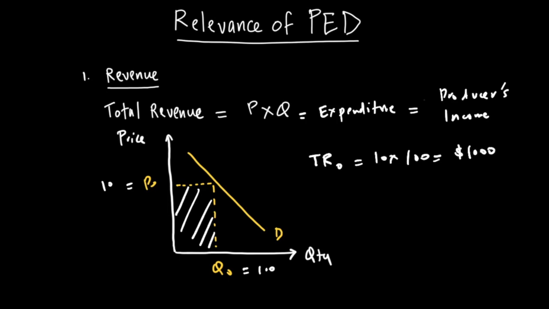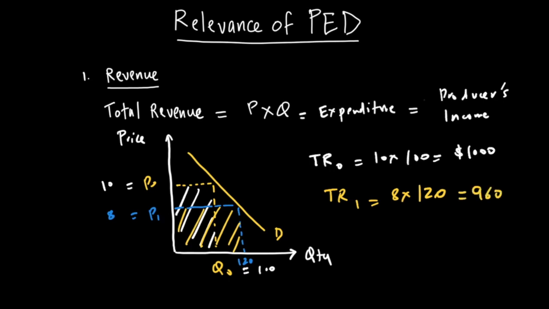Now, what if the price goes down? What if the price goes down to, let's say, P1? If the price goes down, let's say to 8, the quantity may go up, let's say to 120, and now my new revenue will be this region, which we'll call TR1, and will be 8 times 120, which is equal to 960.